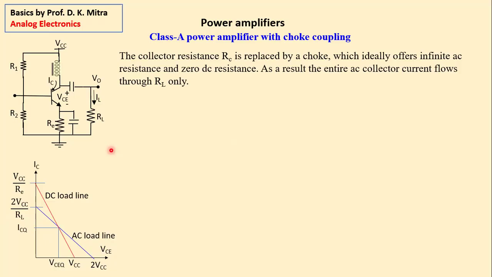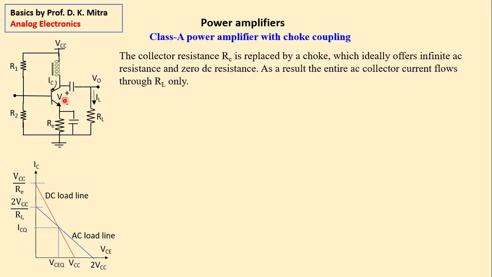Now, for audio signals, that core cannot be an iron core because the hysteresis curve of iron does not suit the audio frequency. So the core of these audio frequency chokes is ferrite. These are actually heavy, high value inductors. And since it's an inductor, it has a very high AC impedance, so AC current does not flow through this. But for DC current, that means quiescent current, this choke is virtually a short circuit. That's why I said it offers infinite AC resistance and zero DC resistance.